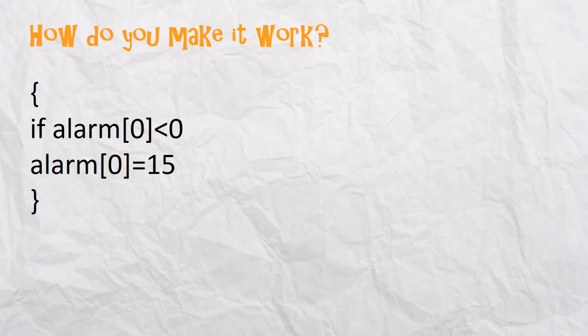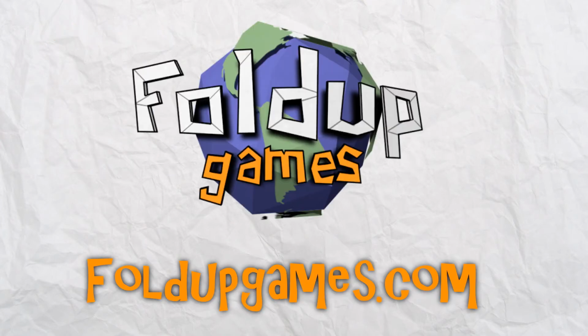That means if the alarm is not already running, go ahead and trigger it to run. If the alarm is already running, it's already counting, then it's not going to be less than 0, and it's not going to trigger again. So that's your easy fix. That's a quick answer to a direct question.